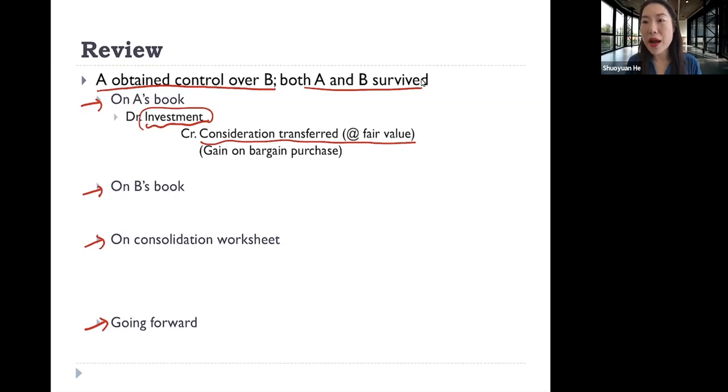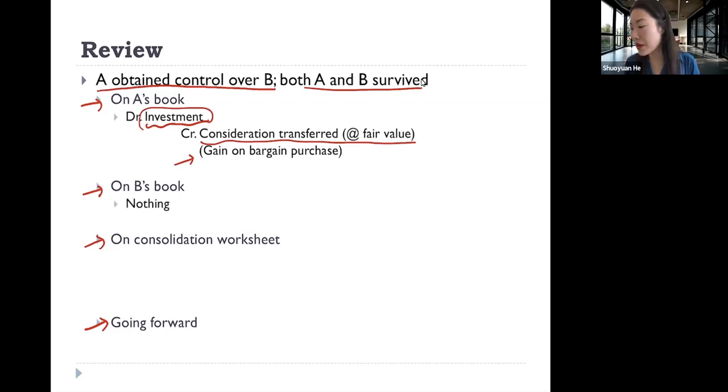This journal entry applies both if the consideration transferred is equal to the fair value of firm B's net assets, or if the consideration transferred is more than the fair value of firm B's net assets. But that's a third situation. If the consideration transferred is less than the fair value of firm B's net assets, we need to credit gain on bargain purchase through this journal entry. So this is what we do on firm A's book.